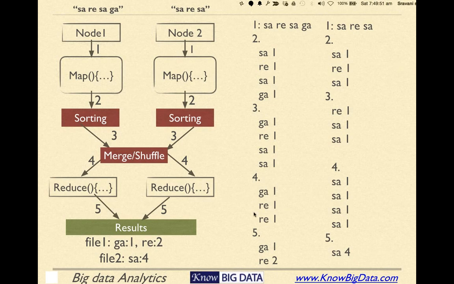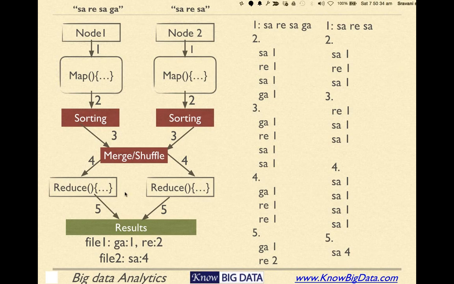So at this point, Ga Re Re has gone to the first node, and Sa has gone to the second node. It would never happen that two Sa have gone to the first node and two Sa have gone to the second node. Otherwise we will never be able to count properly. Our job was to count the words in this example. Had two Sas gone to the first node and two Sas remained on the second node, and our reducer function was running here as well as here, we would get Sa 2 and Sa 2 in the results.